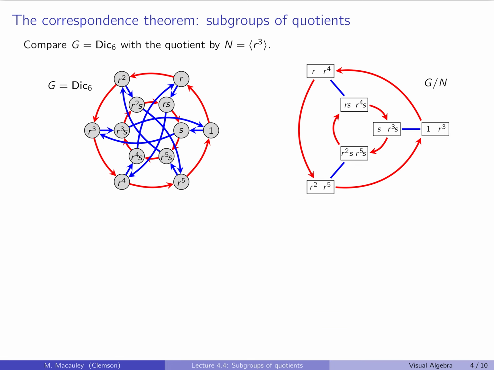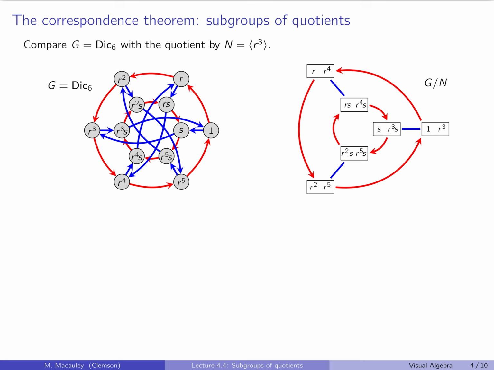Our running example for this lecture will be the dicyclic group, Dic6, and the normal subgroup N, which is generated by r cubed, that we will quotient out by. So N consists of 1 and r cubed. It has order 2. And if we take the quotient of G by N, we get the dihedral group right here. Now here are the 6 cosets.